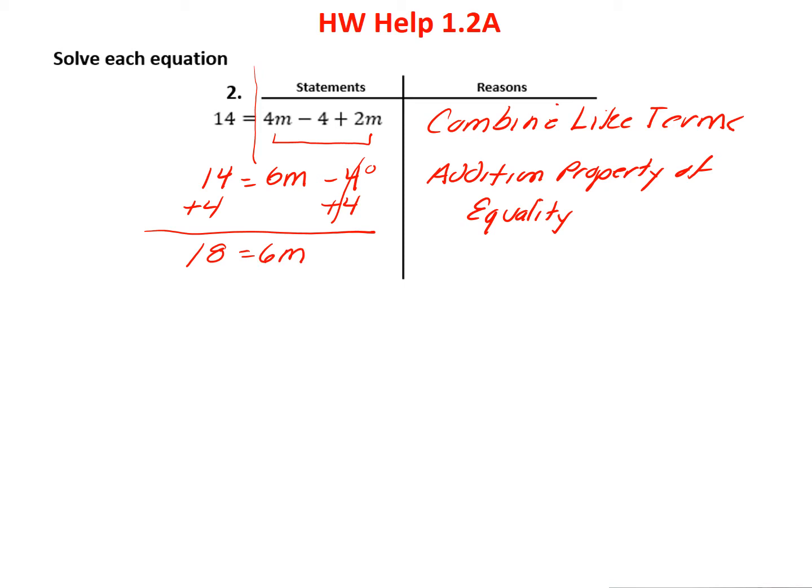So we've undone the subtract 4. Now we have to undo the 6 times m. Well, the opposite of multiplying m by 6 is dividing m by 6. So that's my undoing operation. So we'll undo this by dividing by 6, and we have to do the same to the other side. This is called the division property of equality.